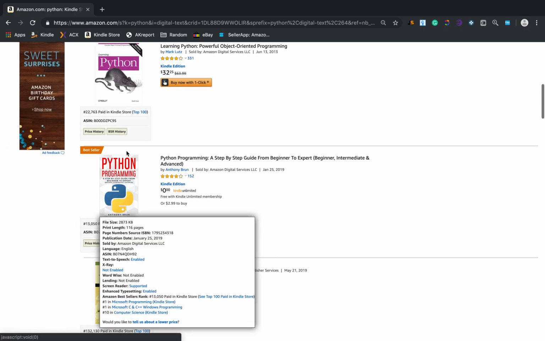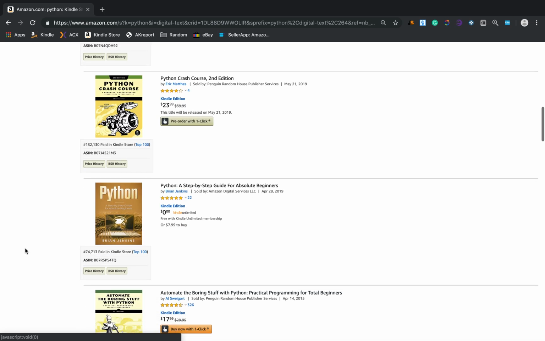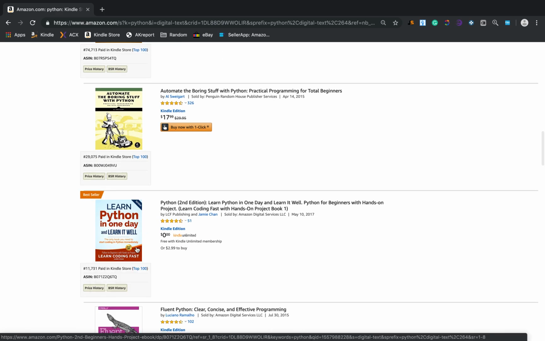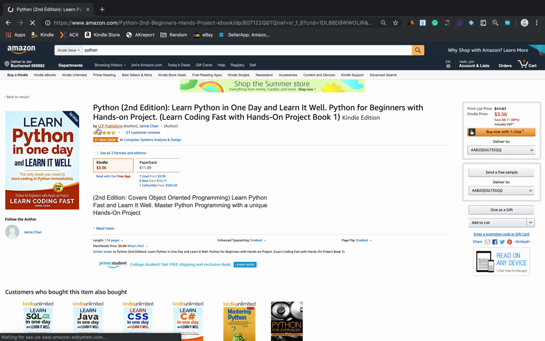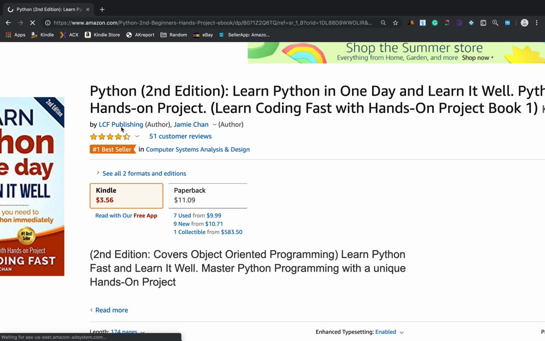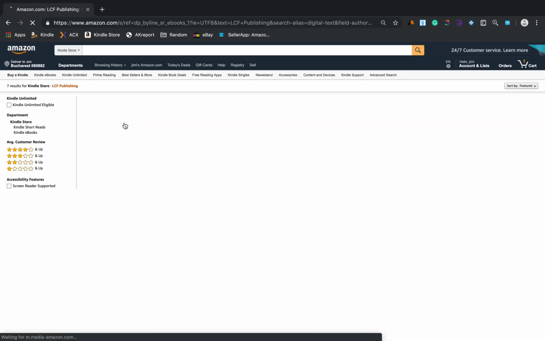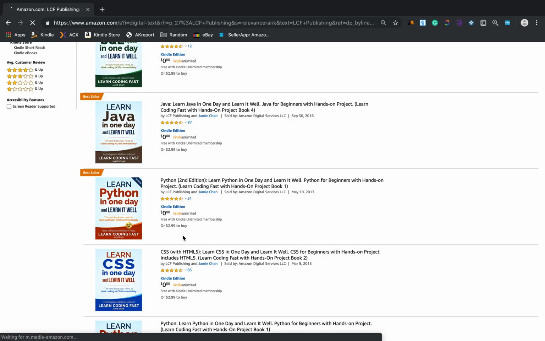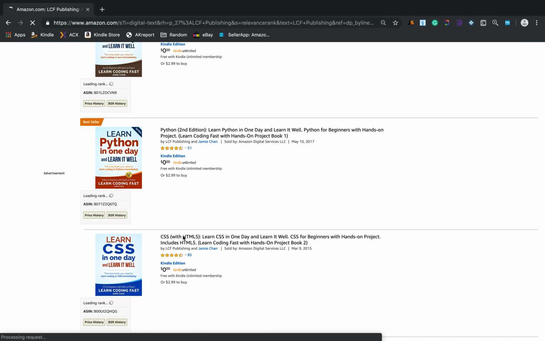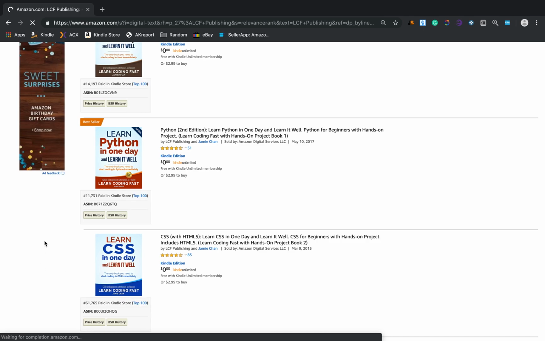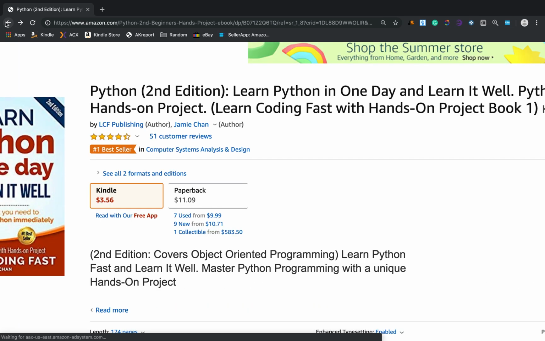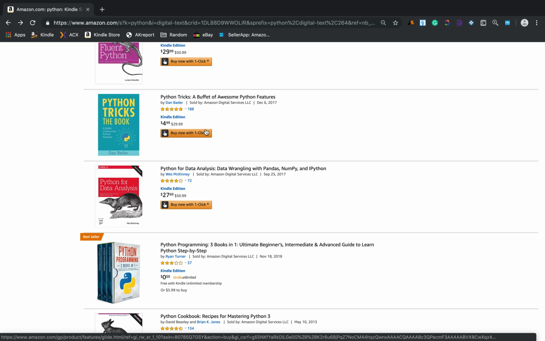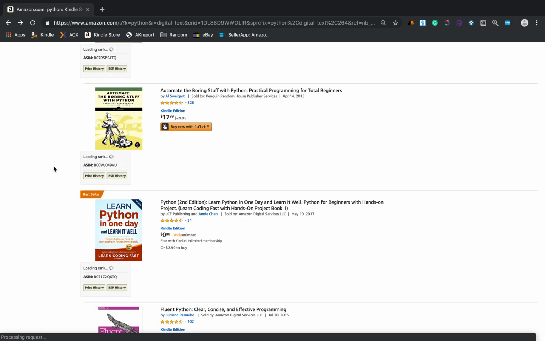But if we go a little bit down, let's say we take a look at this book, for example. LCF Publishing. That doesn't really sound like a real author. As you can see, there are multiple books here like that. So it means if self-publishers are publishing a book in this keyword, this is a really good keyword and you should dive into it.